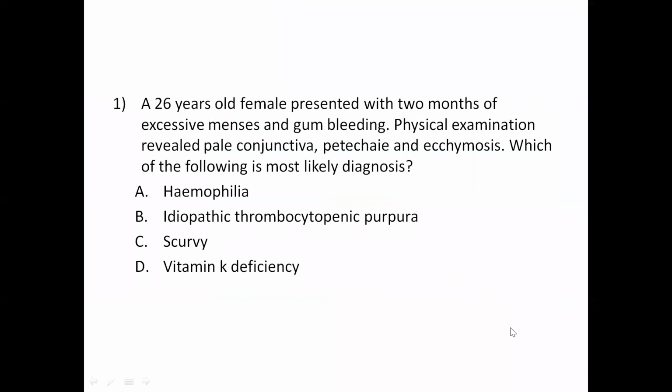Today we will discuss primary hemostasis. We will discuss starting from your previous National Licensure Exam question.